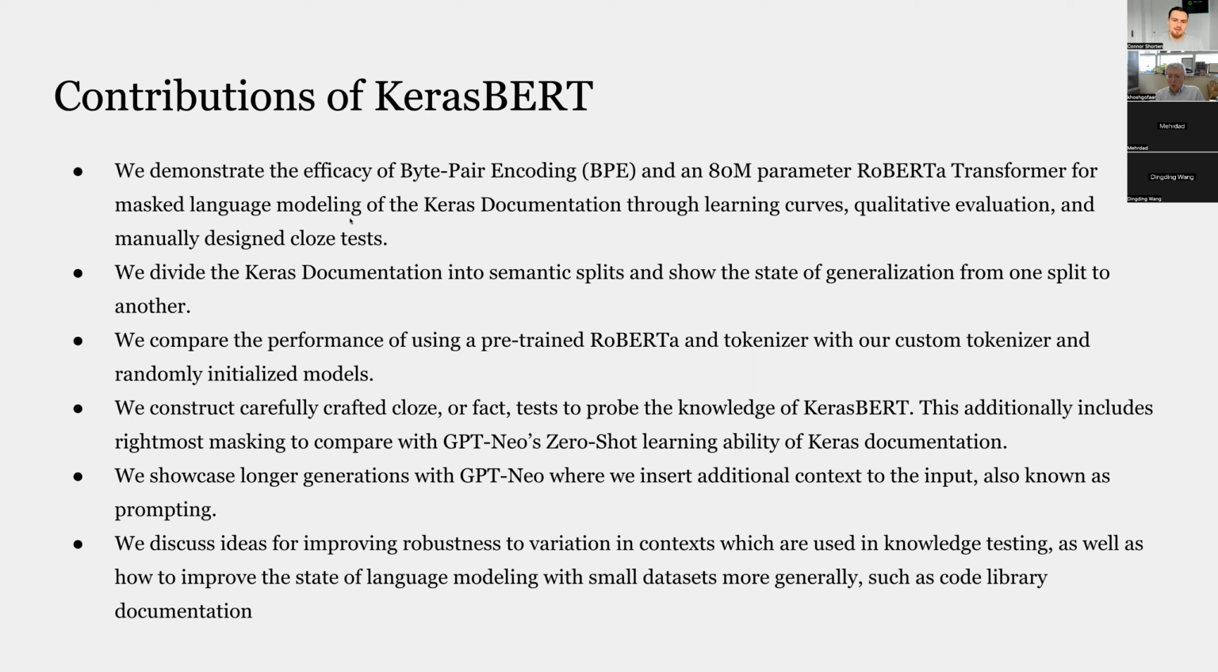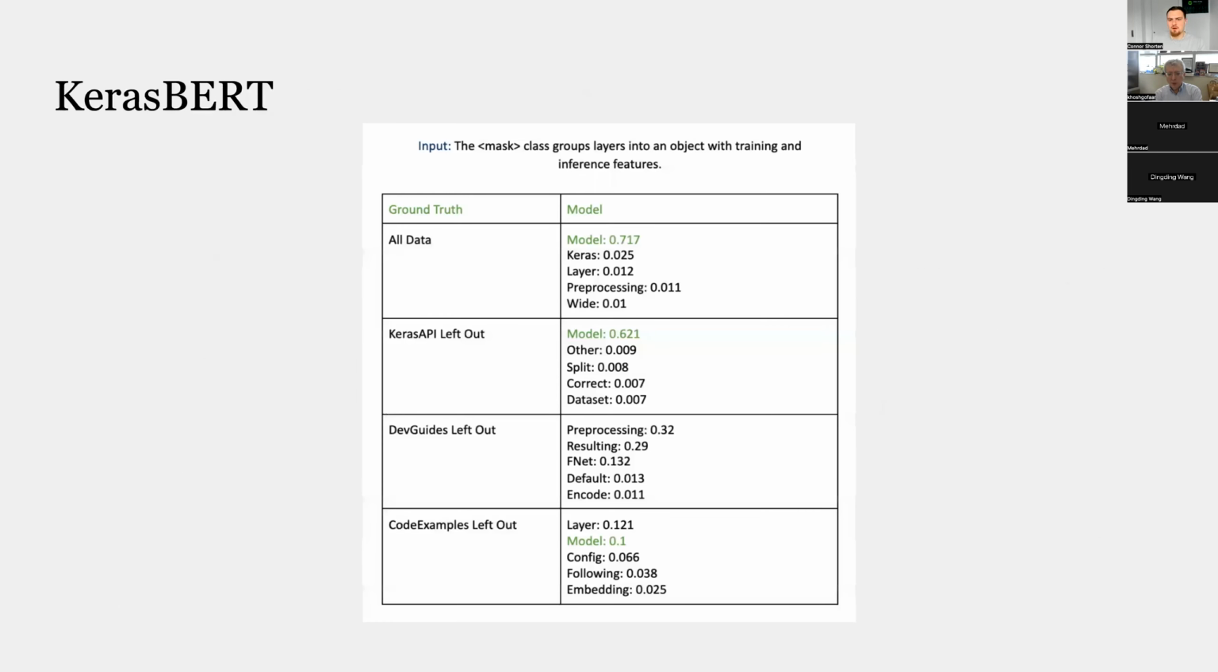So following just showing that it can language model Keras, we wanted to dive deeper into that domain generalization concept because I thought that was extremely interesting. So firstly, but quickly, to describe a little further. We did these cloze tests, which are a qualitative evaluation of the masked class groups layers into an object with training and inference features, and that's referring to the Keras model class. And so we see that it's able to do this. So the transition is then we split it into the 3 data sources and explore the difference in taking one of the data sources out of the model training.